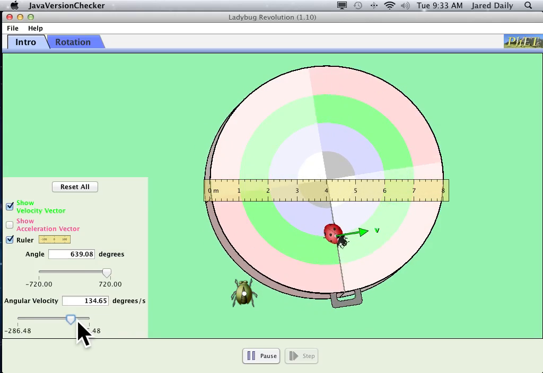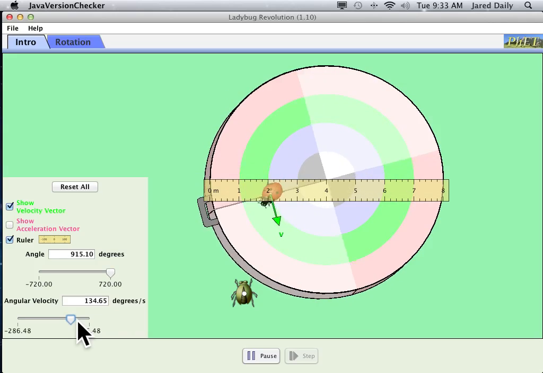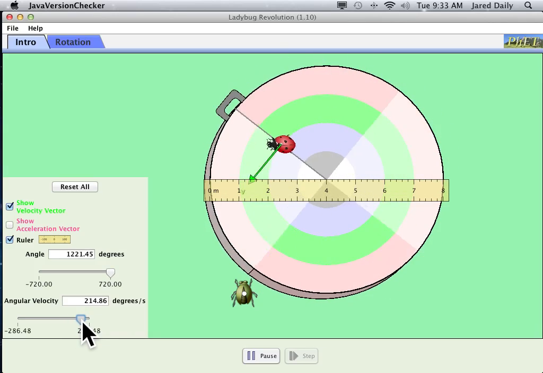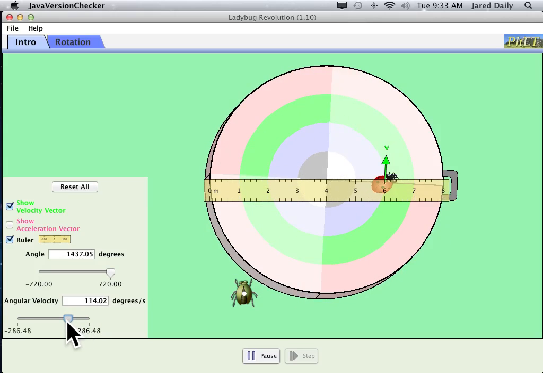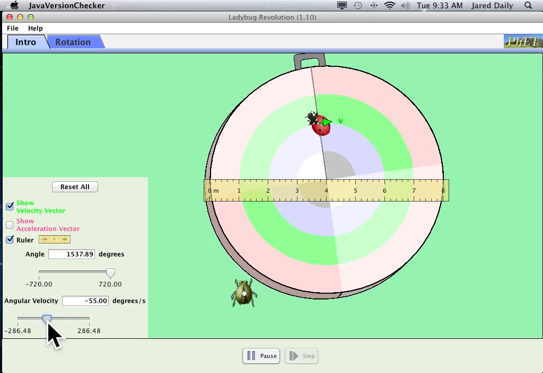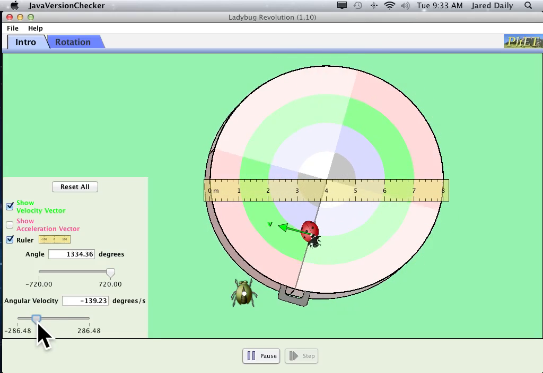And it's going to go around and around and around. Looks like it's going to stop. No, it's not going to stop. It's just going to keep going. That's fine. What happens if I increase it? Well, the velocity vector gets longer, right? If I decrease it, the velocity vector gets shorter. That's fine. What if I go the opposite direction? Well, of course, it becomes a negative velocity and it just points the other way, but it's still tangent, right?